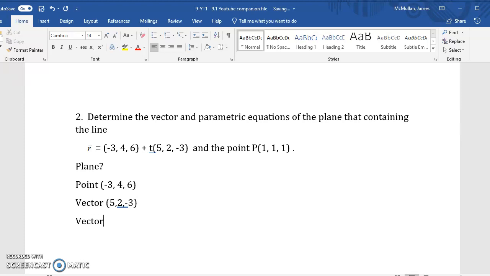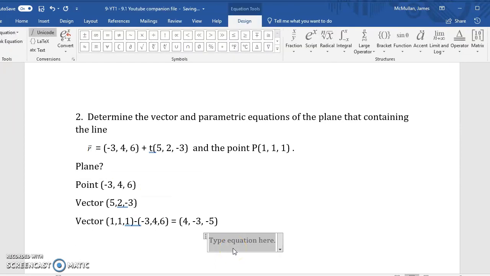We now need a third vector, right? And of course, we haven't used this point 1, 1, 1 yet. So let's use the point 1, 1, 1 minus -3, 4, 6. And what that will do is it will create a third vector that joins this point to our line. And that vector at the end here would be 4, 1 take away 4 is -3, and 1 take away 6 is -5, right?